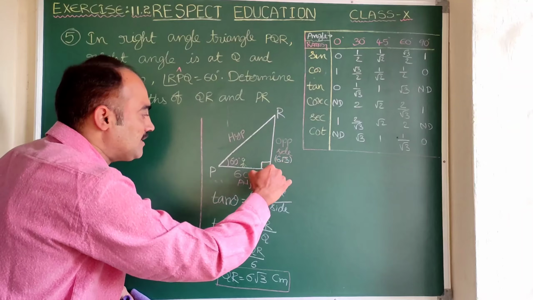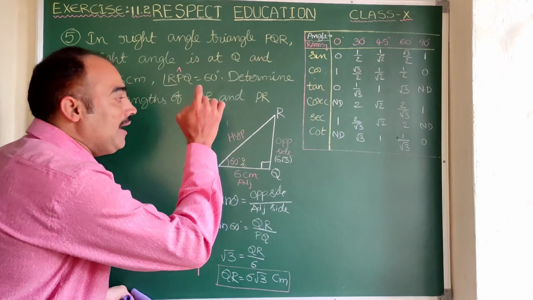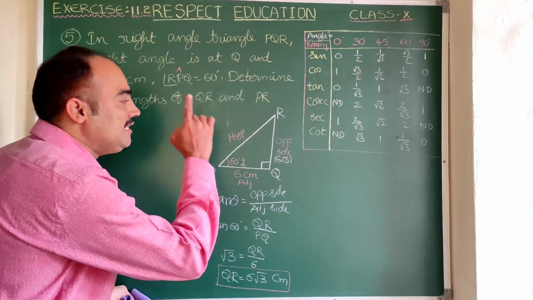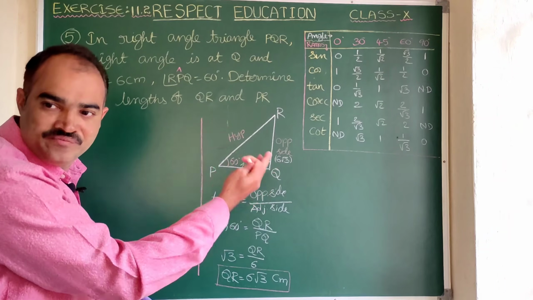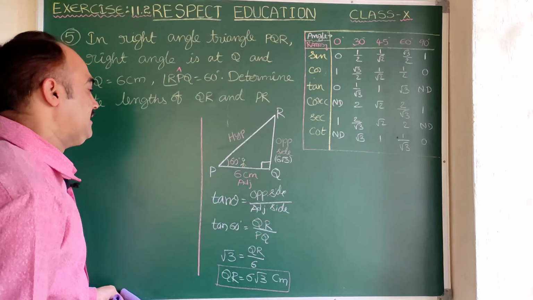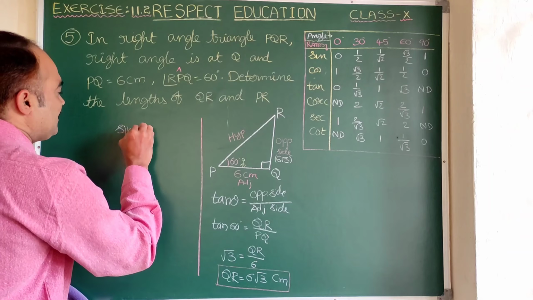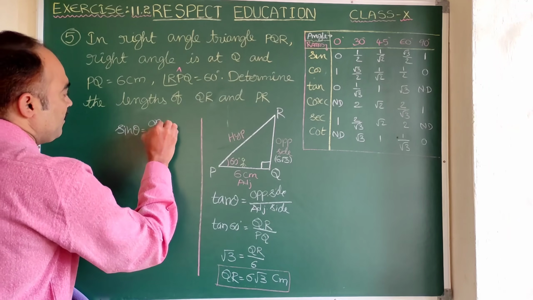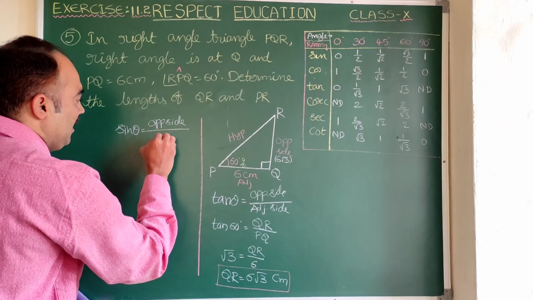Is there any other way to find the hypotenuse if we know the opposite side and adjacent side? Yes, by applying the Pythagoras theorem we can find the hypotenuse. There are 3 ways. Either we can apply sin theta or cos theta or the Pythagoras theorem. So here I am taking sin theta. What is the sin theta formula? Opposite side to theta by hypotenuse. Yes, opposite side to theta by hypotenuse.